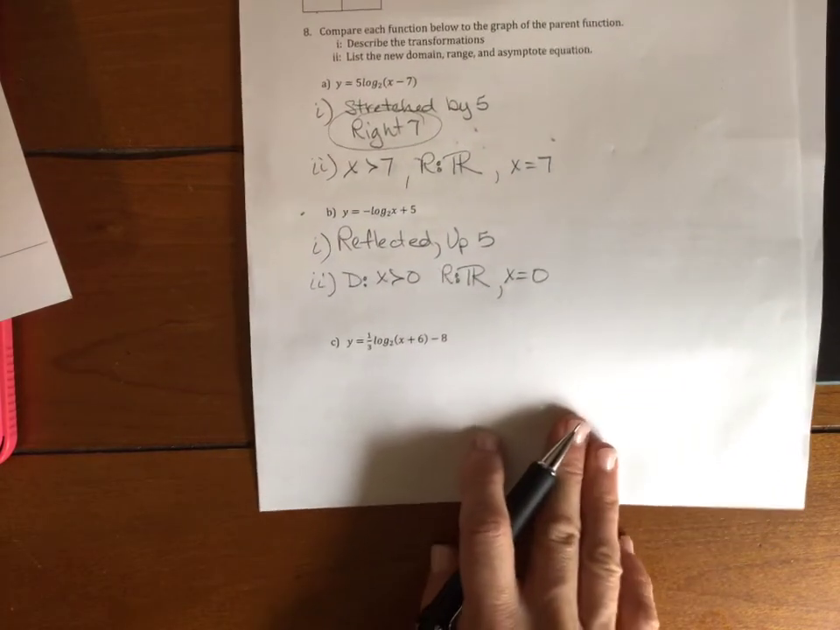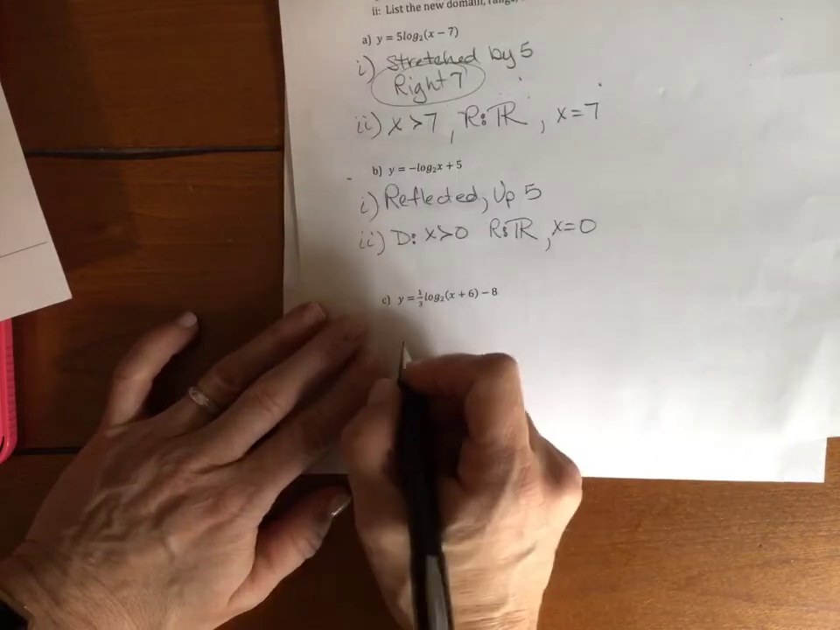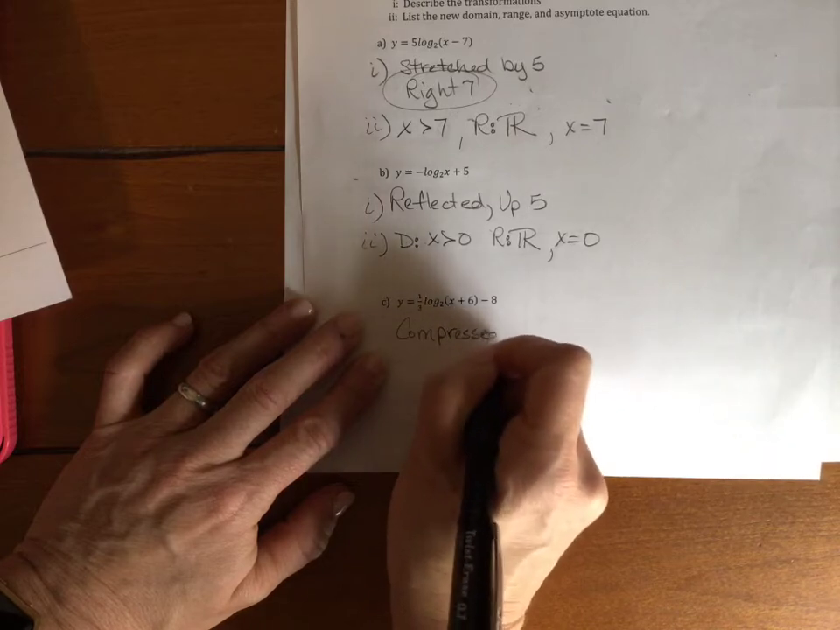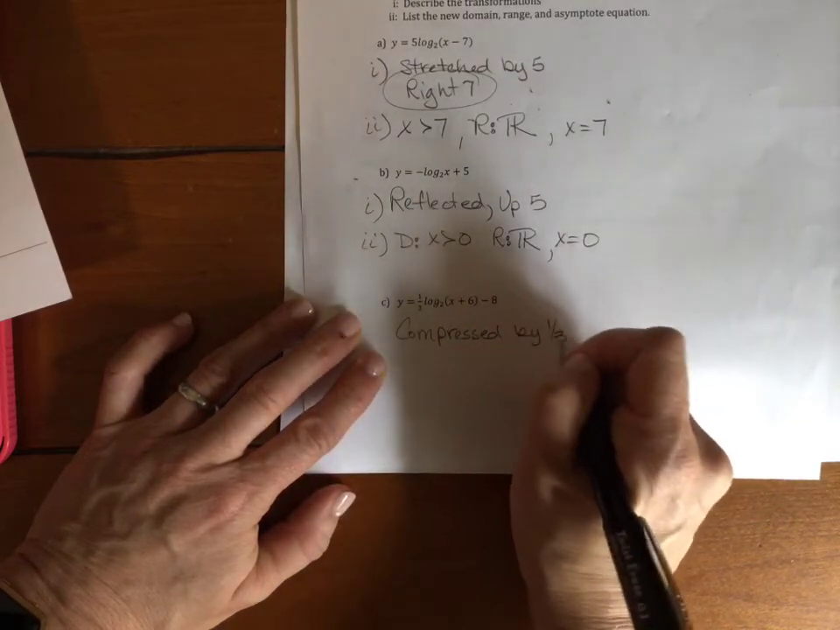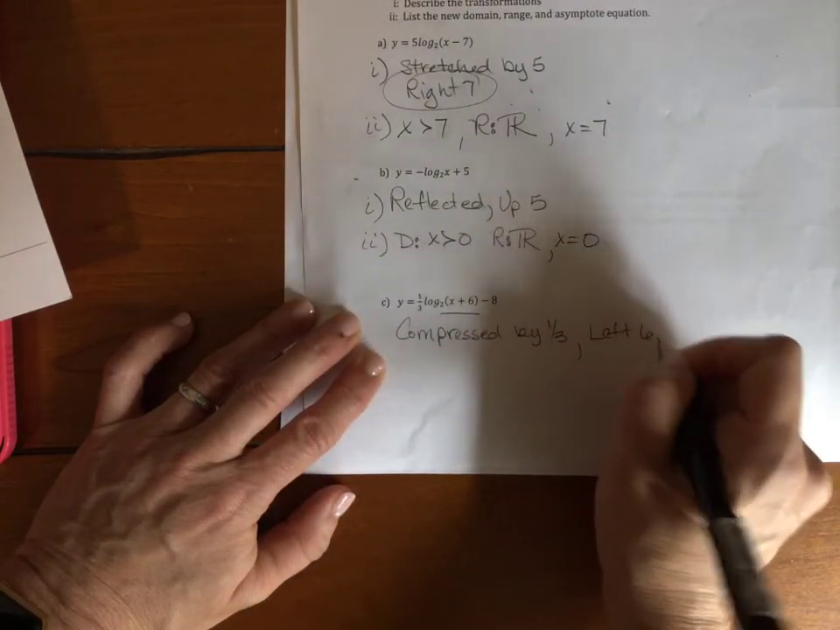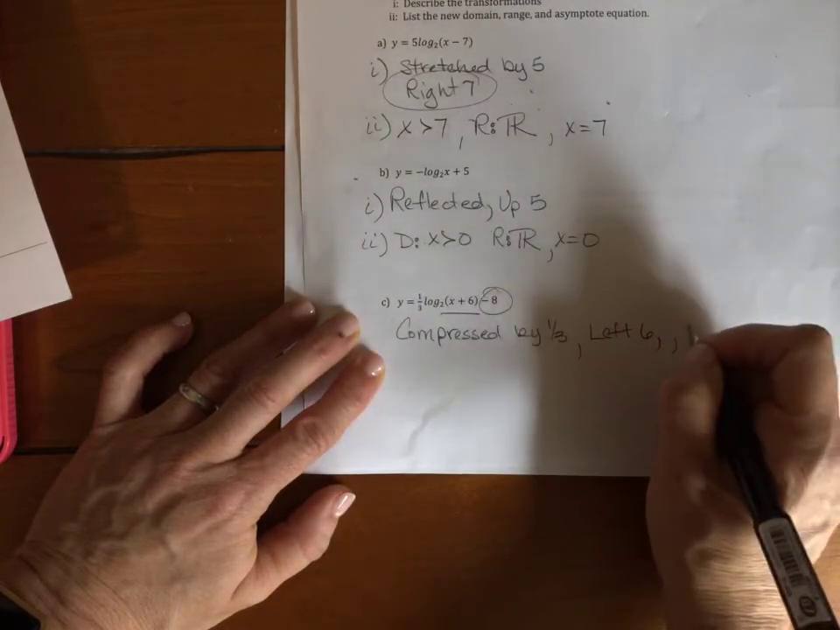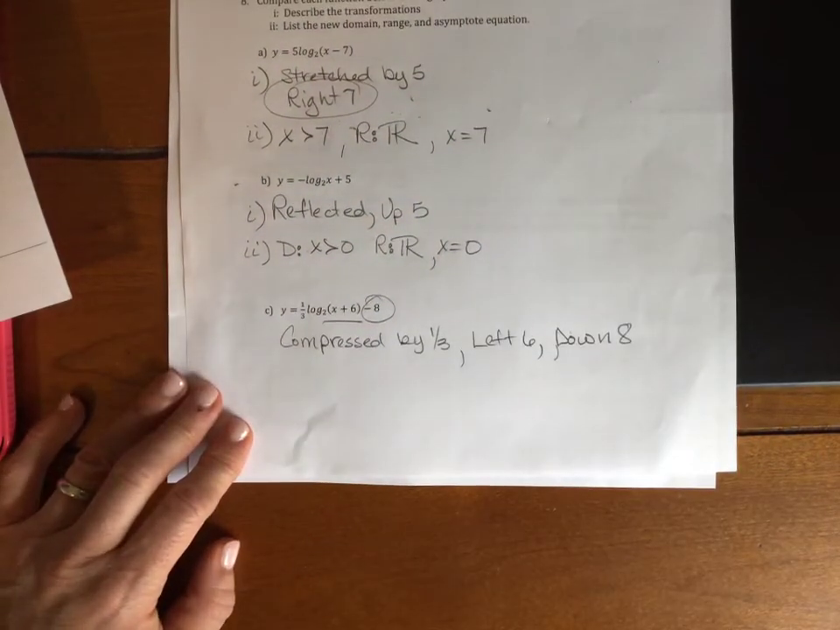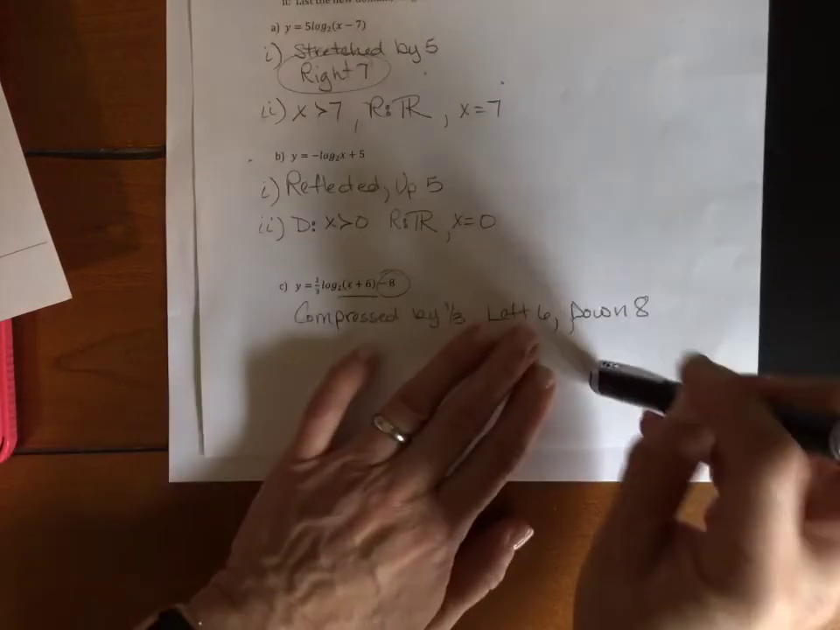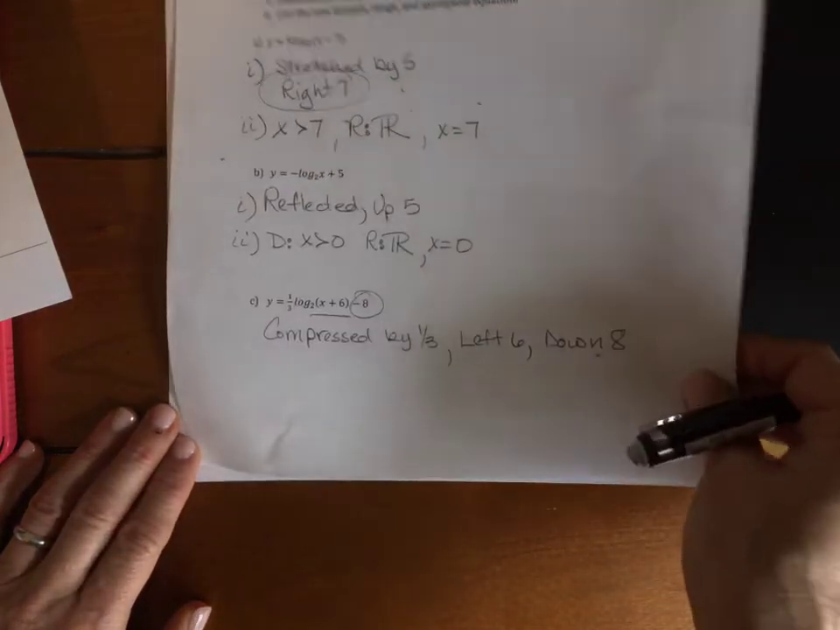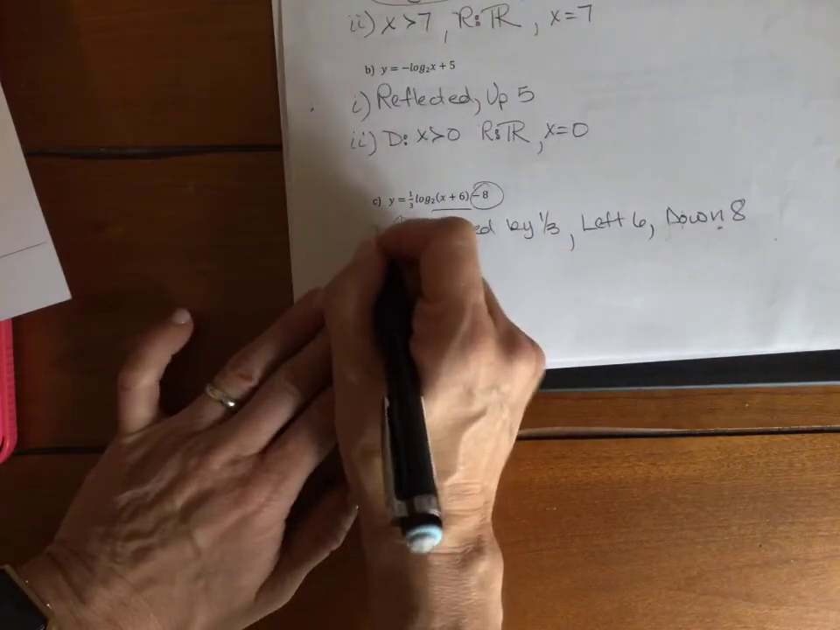And then finally, we have the last one. We are compressed by 1/3. We see here that I have moved left 6, and this part is down 8. So compressed by 1/3, left 6, down 8. You can get rid of that little extra comma there. All right, so that's the first part.